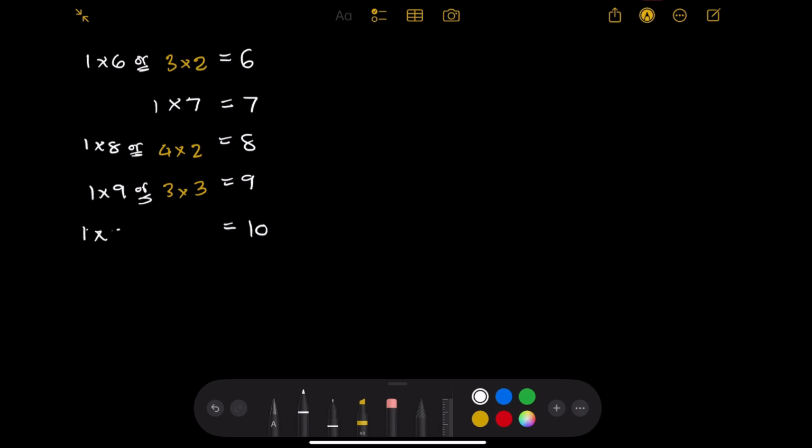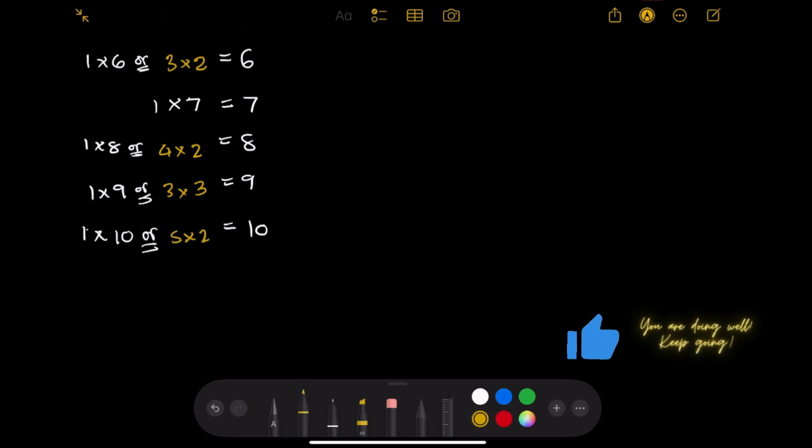Then again, if I think about the number 10, what can give me 10? It's 1 times 10, or it can be 5 times 2. When I think about the number 11, what can give me the number 11? It's only 1 times 11.